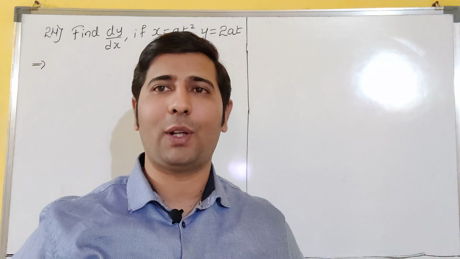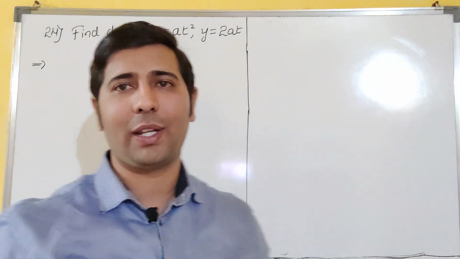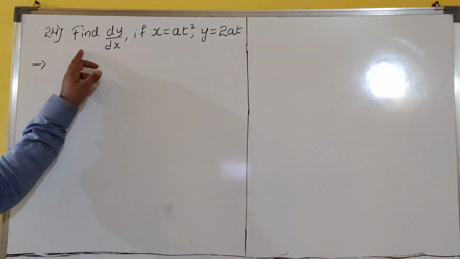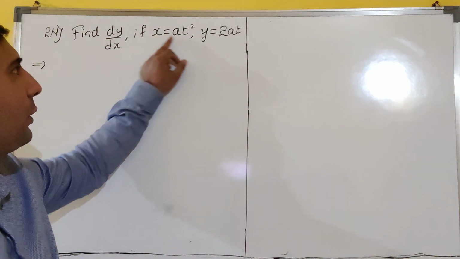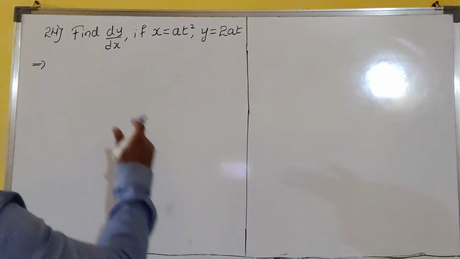In the last class we have solved question number 22 and 23. Now let us see the next question, what he has asked. Find dy by dx if x is equal to a t square, y is equal to 2at. So now how to solve?